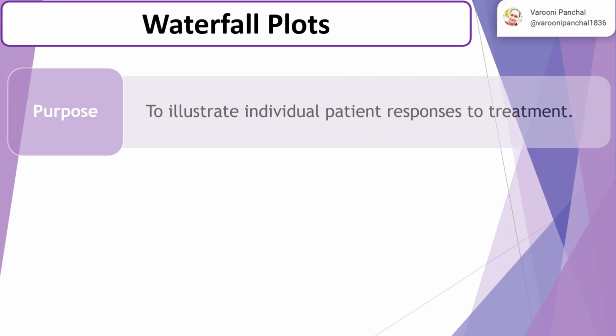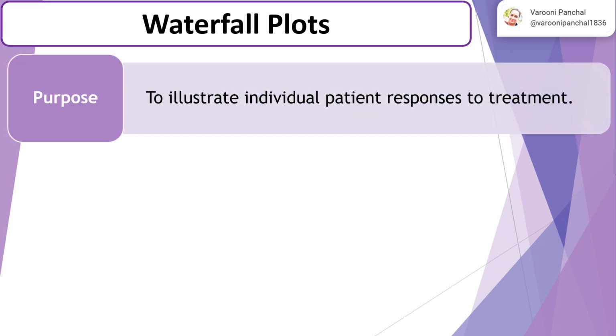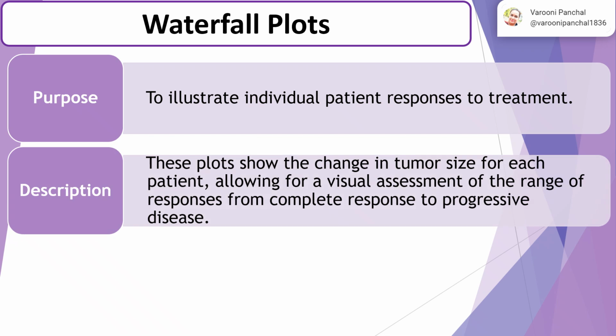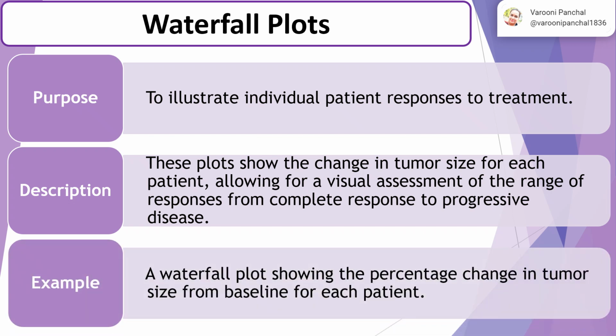Waterfall plots. Purpose: to illustrate individual patient responses to treatment. Description: these plots show the change in tumor size for each patient, allowing for a visual assessment of the range of responses from complete response to progressive disease. Example: a waterfall plot showing the percentage change in tumor size from baseline for each patient.